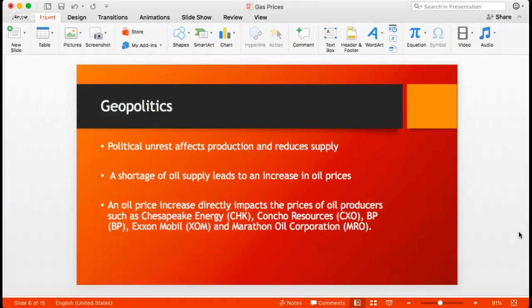Like they're losing gas and they also have a shortage. So now they're losing gas, but they're kind of covering some of their costs. So when they're out of gas, they'll still have money so they can spend back into the oil. An oil price increase directly impacts the prices of oil producers, such as Chesapeake Energy, Concho, some of the ones I'm familiar with, and people in the South are BP, ExxonMobil, and you have Marathon Oil Corporation.